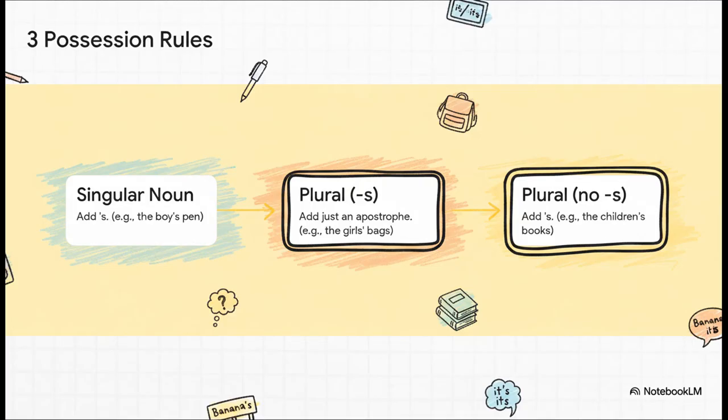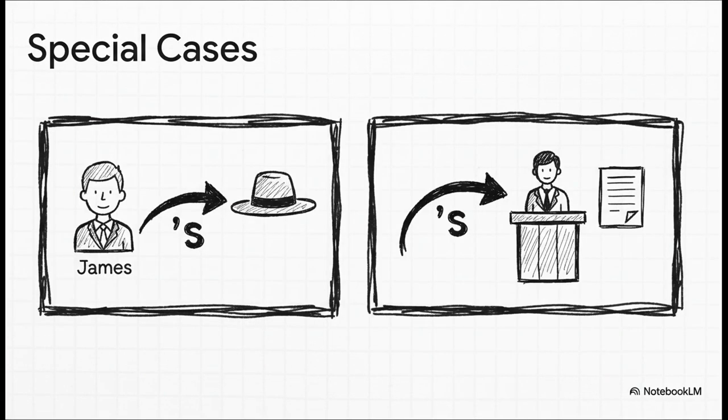So, how do we do it? There are really just three core rules you need to know. Rule one, if you have one single thing, like the boy, you add an apostrophe and an S. So, the boy's pen. Easy enough. Rule two, what if you have a plural noun that already ends in S, like the girls? You just stick an apostrophe on the end. That's it. The girls' bags. And rule three, for those weird plural nouns that don't end in S, think children or people, you treat them like a singular. You add an apostrophe and an S. The children's books.